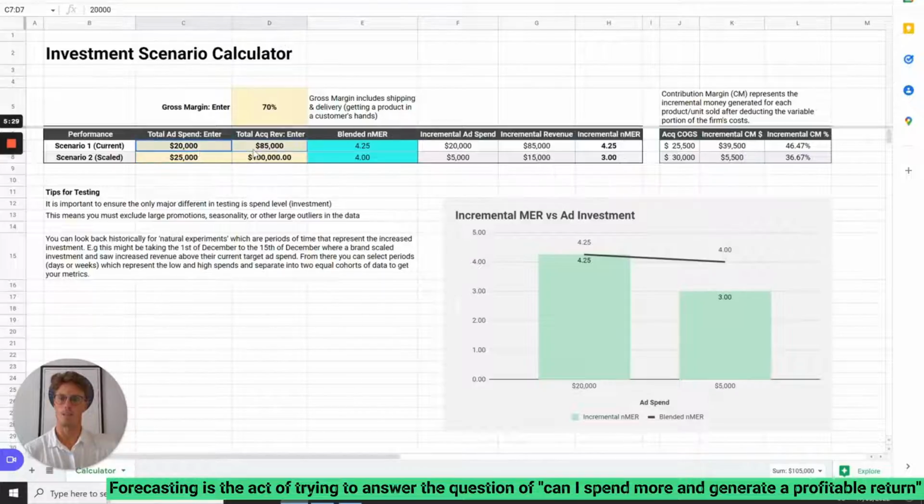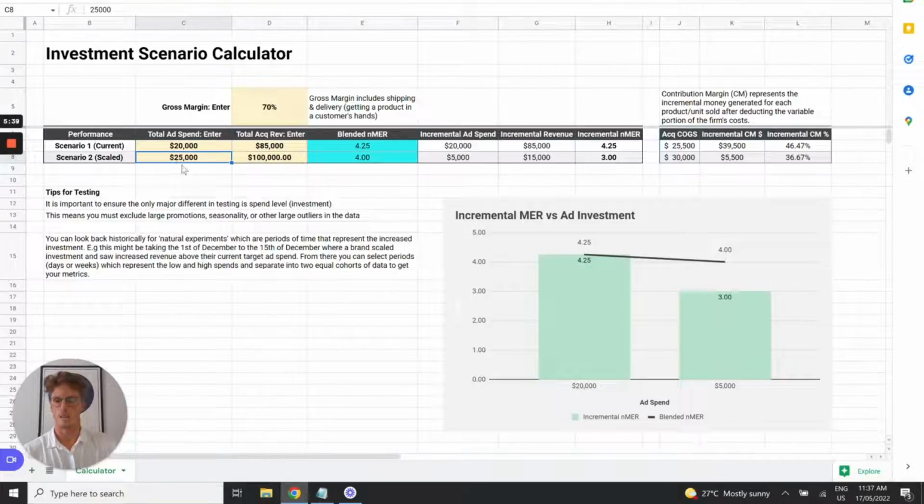Off the 20 grand baseline, we're generating $85,000 in sales at a blended MER of 4.25. And for our scaled scenario, maybe they ran a promo in August or November, prior to Black Friday, where they were able to spend up to 25K and generate 100 grand in revenue. So that comes out at a blended MER of 4. So looking at those numbers, we're spending 20, we want to add another 5. Based on the history of this account, that would generate an incremental MER of 3.